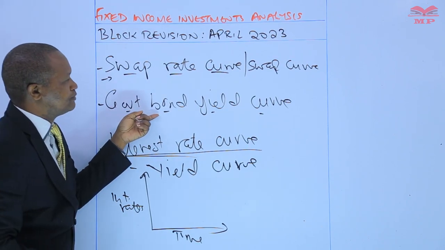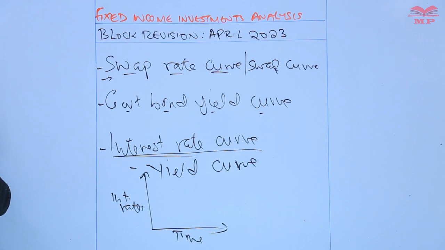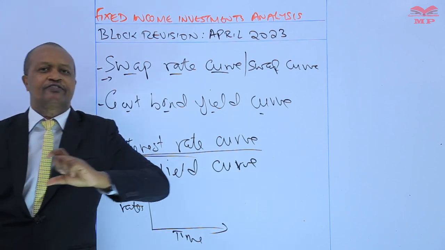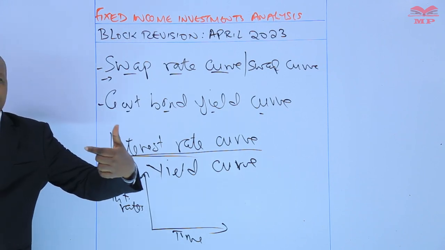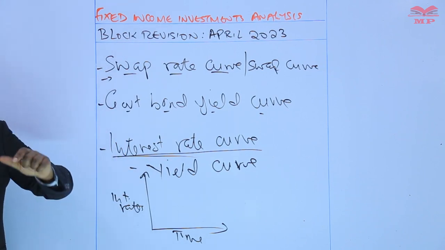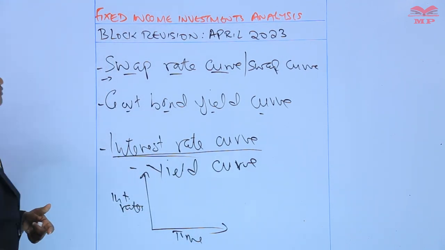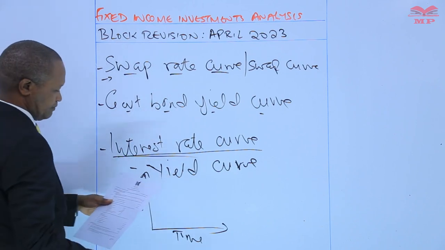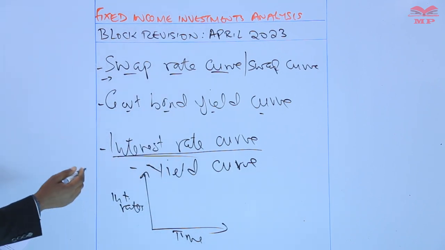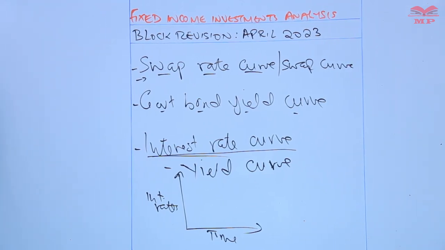The government bond yield curve, on the other hand, is a graphical representation of the yields of government bonds across different maturities. And it shows the relationship between bond yields or interest rates and the time to maturities of bonds that are issued by a particular government. Then let's answer the question. Having understood the concepts, the swap rate curve, the government bond yield, and also the interest rate curve, we're going to answer this part of the question here.